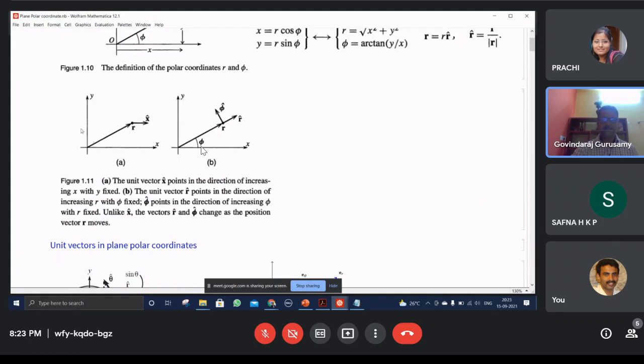These are orthogonal quantities. There's an orthogonal angle here, 90 degrees, 90 degrees. This is also 90 degrees. Okay, now you can see there is a unit vector along the x direction represented like this, and this is the r cap along the r direction.